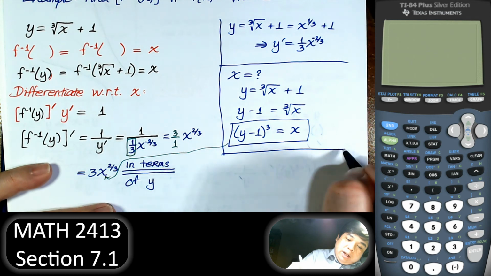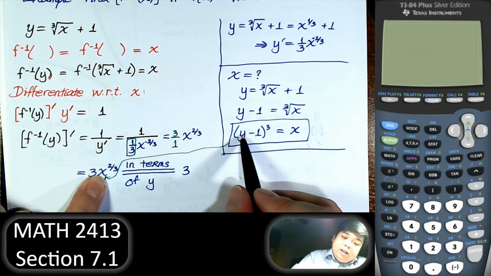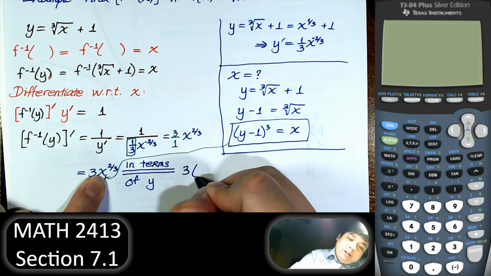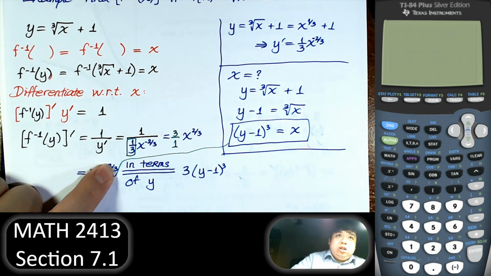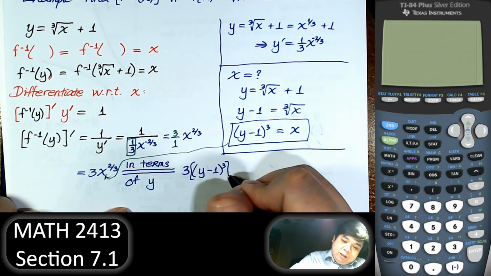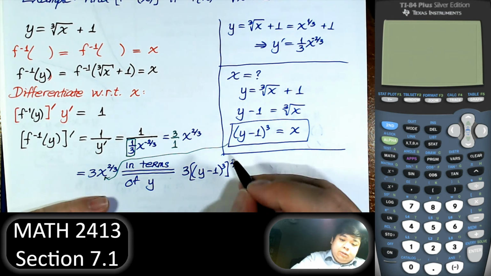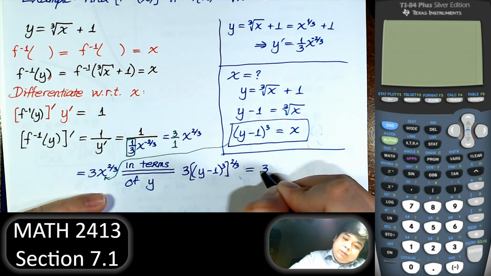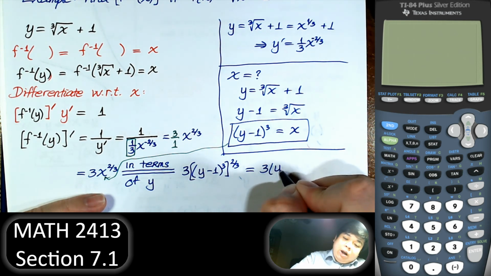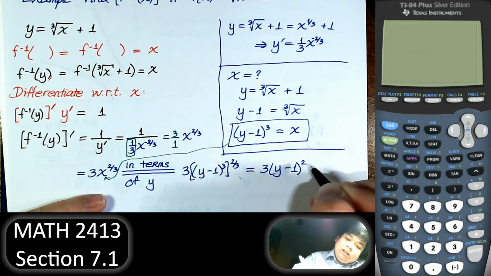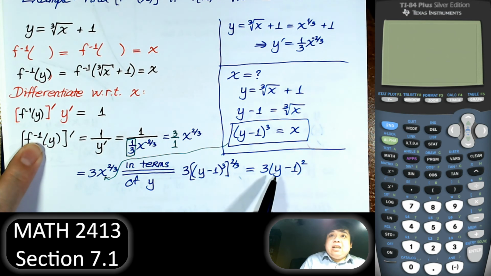So the answer will be equal to 3, and instead of x, I will have y minus 1 cubed. And then there's still the power 2/3. So that gives us 3 times (y minus 1) to the 2. The 3 and 3 cancel out, and we have y minus 1 squared. So the derivative of the inverse in terms of y is that in terms of y.